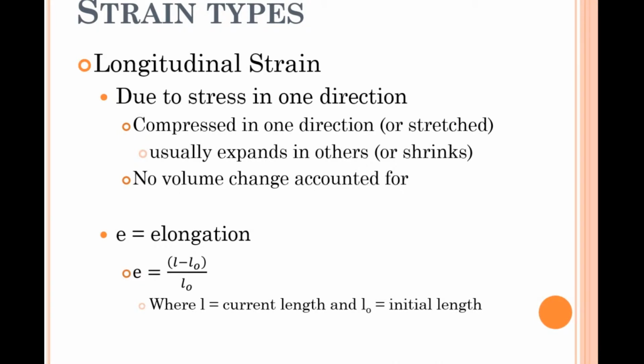So lowercase e or epsilon is elongation. And this is one of the two ways that you can calculate elongation. I have the other way coming up shortly. But so length, which is the current deformed length, minus length naught or length initial, divided by length initial. So normally when you have something that's deformed, you don't have the pre-deformed state. You have the object right now and it's deformed. So you have to estimate what it used to be based on geometry or knowledge or lab handouts.